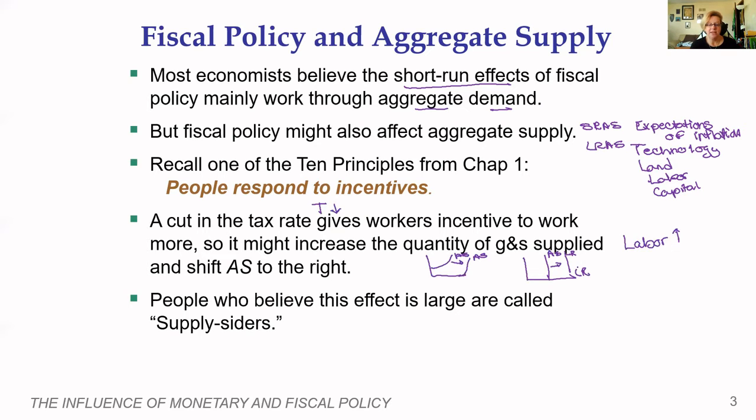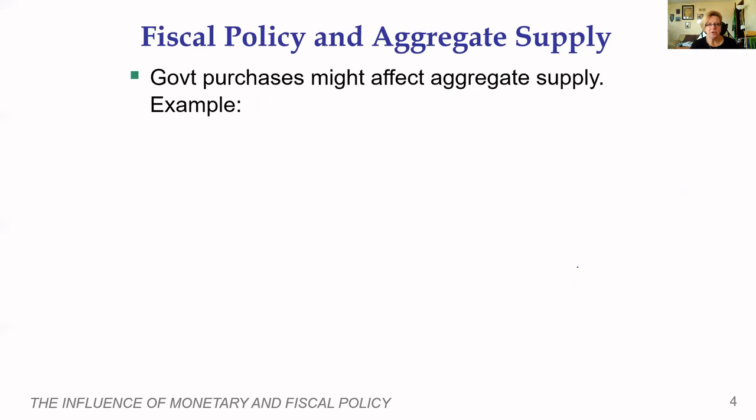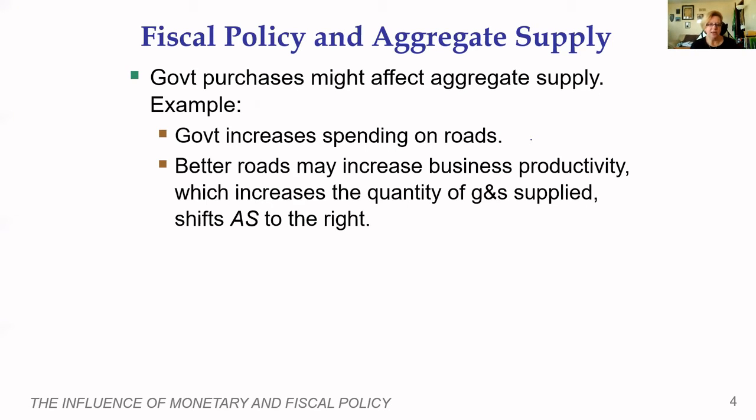Okay, supply side economics. Government purchases might be some examples of aggregate supply. So let's say the government increases spending on infrastructure or roads. We saw this in the Trump administration. That was one thing that we saw. That might increase productivity, productivity being the combination of land, labor, and capital, hence increasing the quantity of goods and services. So long run aggregate supply shifts outward to the right.